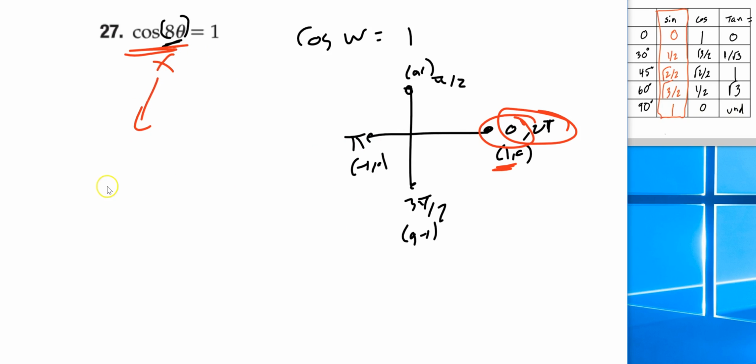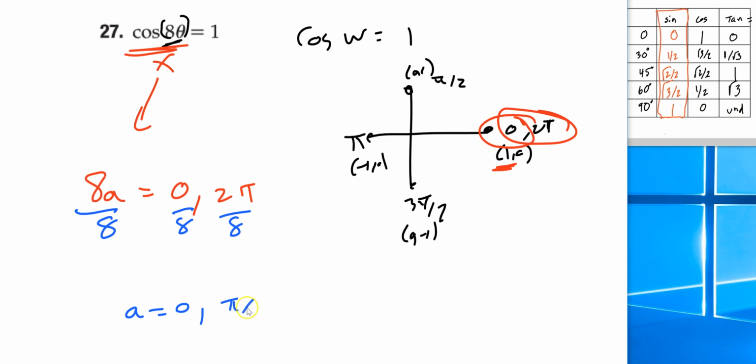So let's rewrite it. My answers, I ignore the 8 for now, are 0 and 2 pi, or 0 and 360. And then you've got to solve the problem for theta. Divide by 8. Theta equals 0 and pi over 4. And that's it.